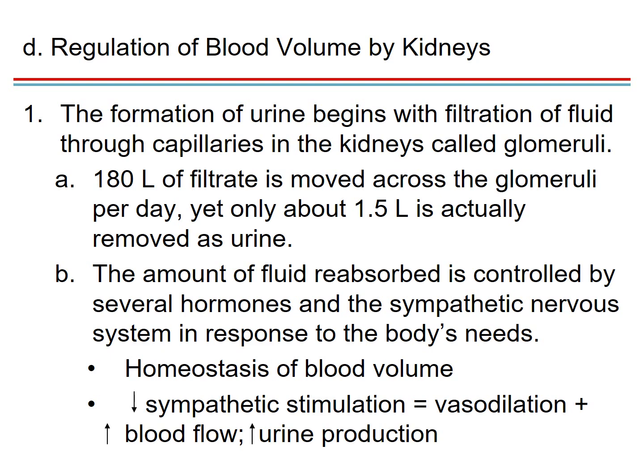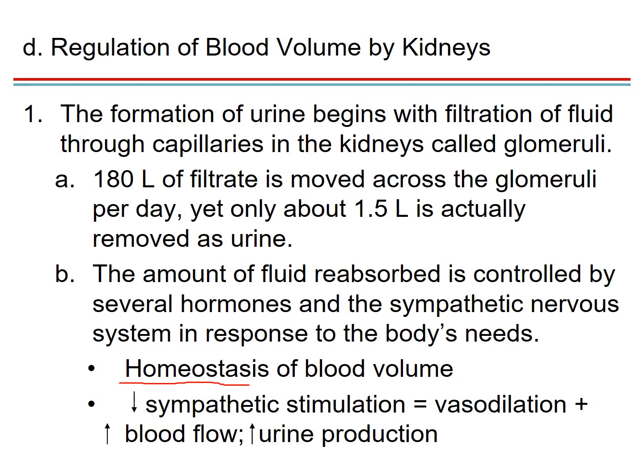So this means that 98 to 99% is reabsorbed back into the vascular system, and we're only excreting 1 to 2% as urine. The amount of fluid that's reabsorbed is controlled by different hormones, and we'll spend a little bit going into them, and by the sympathetic system in response to the body's needs. The percentage of the glomerular filtrate that's reabsorbed is adjusted to the needs of the body by hormones acting on the kidneys, and this is the big contributing factor for homeostasis of blood volume, all right?